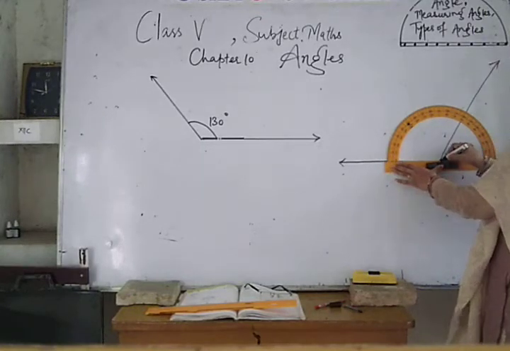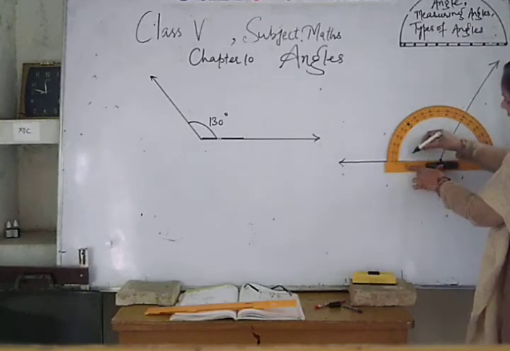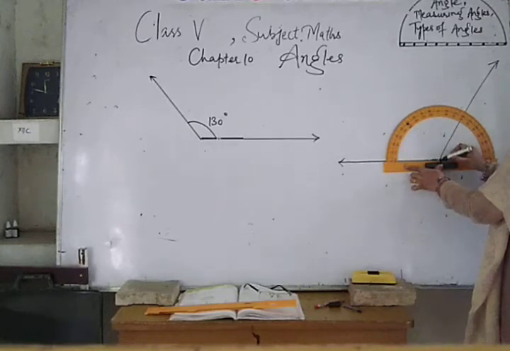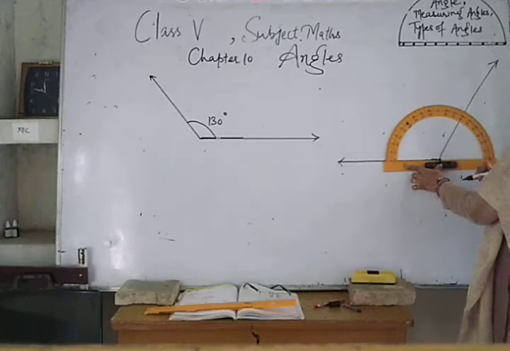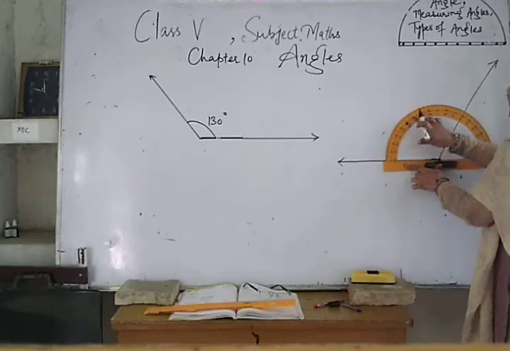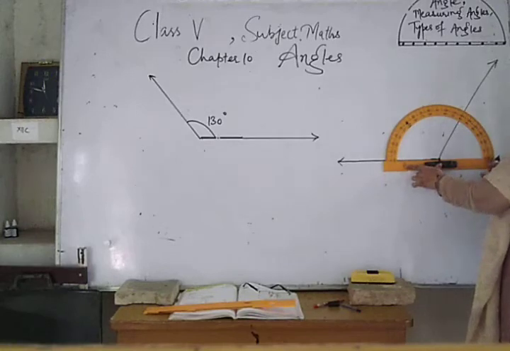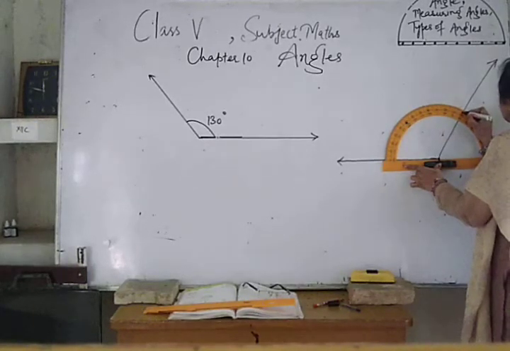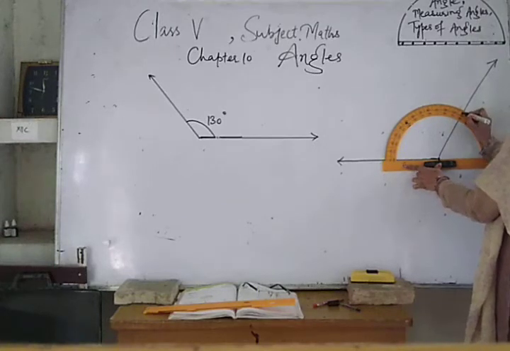This vertex should be at the center, and the protractor should be straight on the straight line, like this. The vertex should be here. This center mark should be at the vertex. Then you will look at the outer scale. It was at 120.